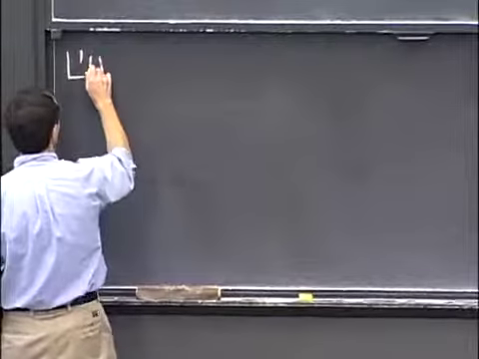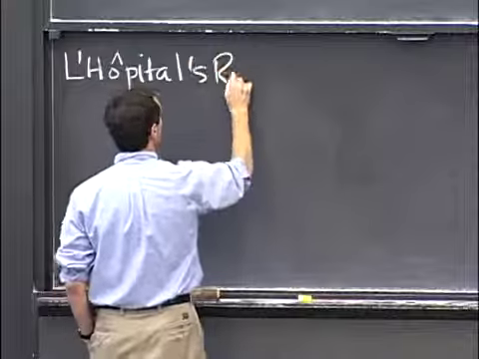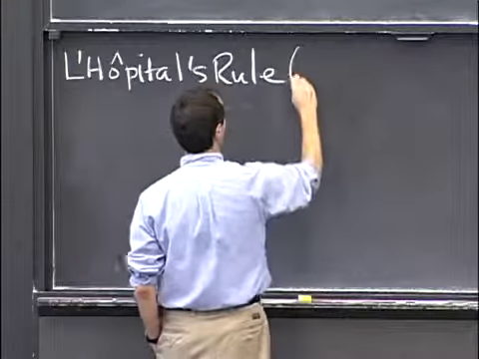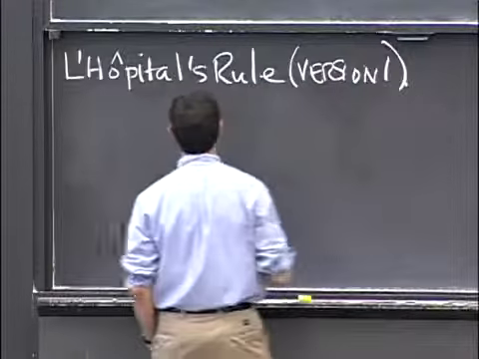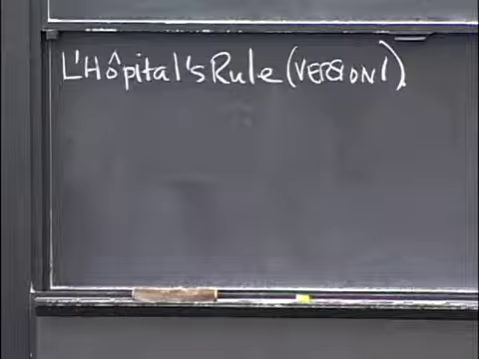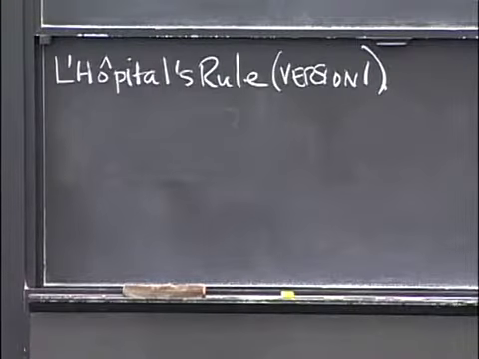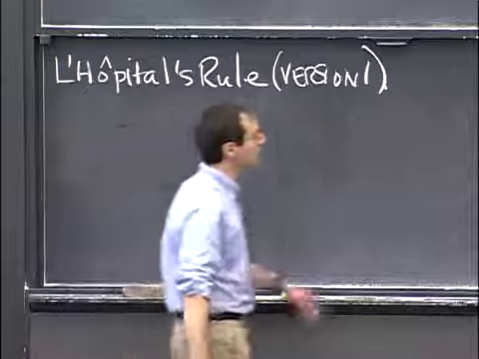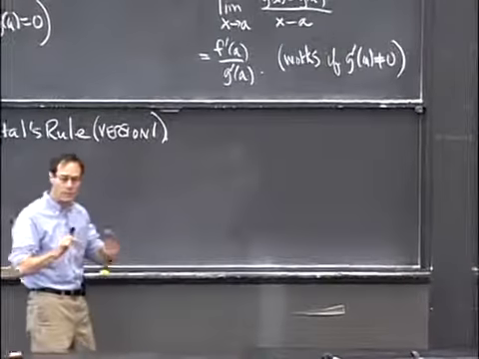So here's L'Hopital's rule. Version 1. It's not going to be quite the same as what we just did. It's going to be much, much better and more useful, all right? And what it's going to take care of is this problem that the denominator is not 0.